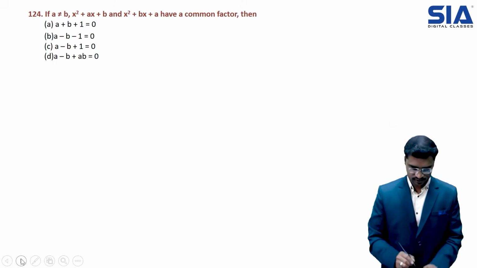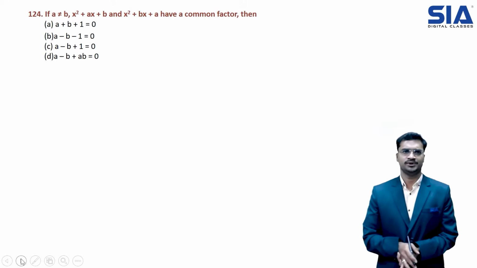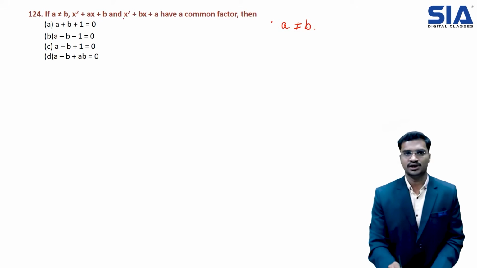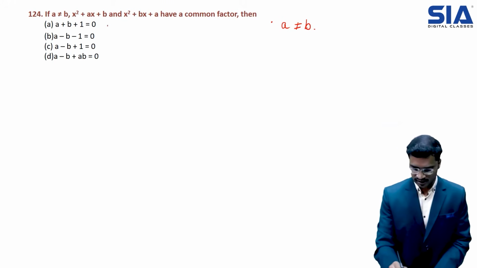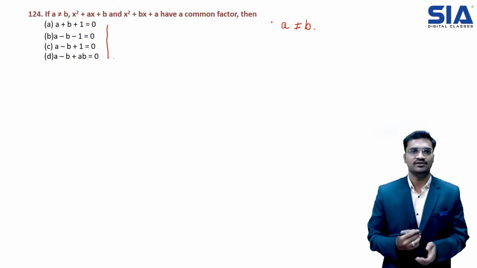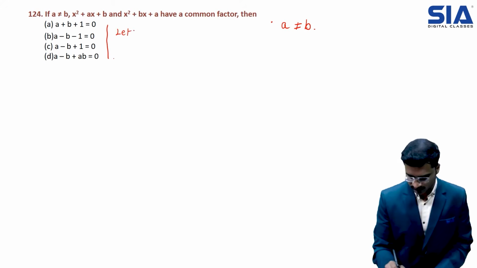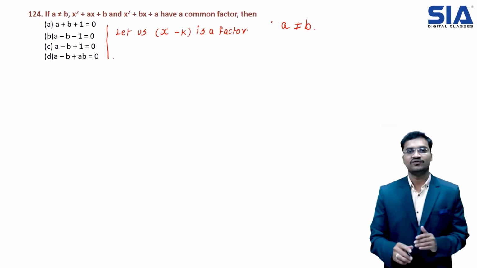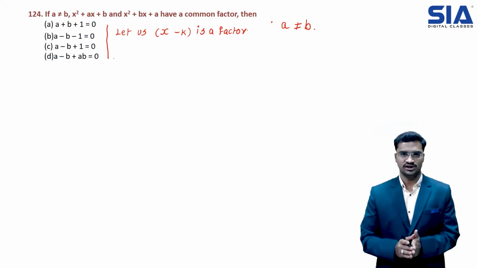Now coming to the next question: if a is not equal to b, and x square plus ax plus b and x square plus bx plus a have a common factor, then which of the following conditions is true? So let us assume that x minus k is a factor of both of these equations.